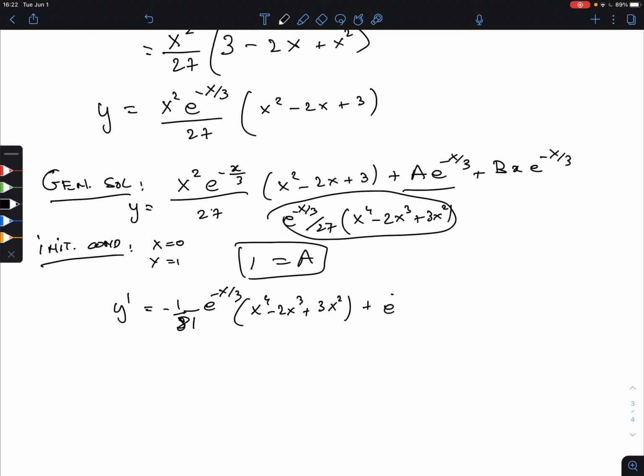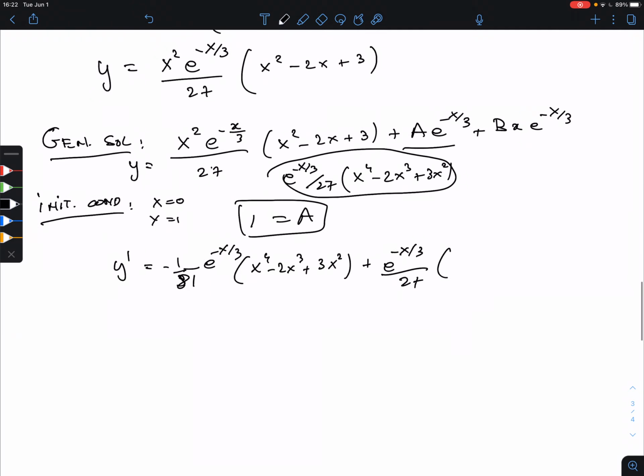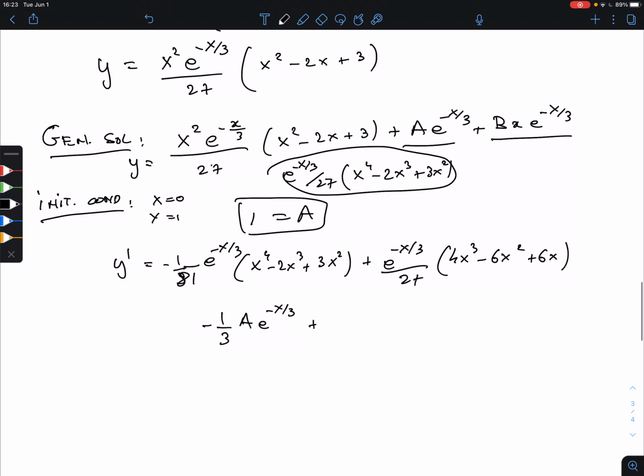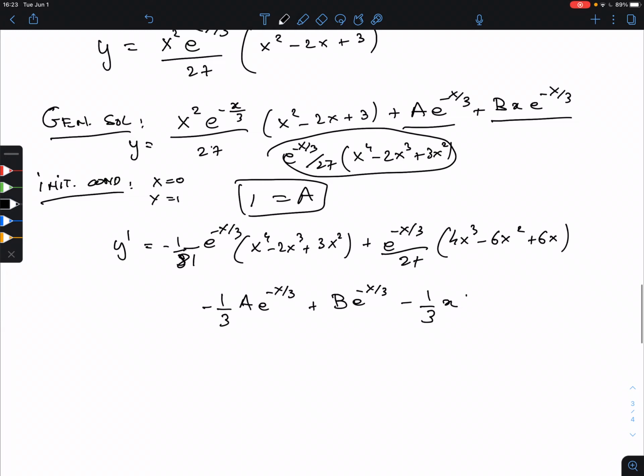plus e to the minus x cubed over 27, and now I take the derivative of this inside, from the second factor, 4x cubed minus 6x squared plus 6x. But see now what I said, all this is still, if I plug in 0, it will all disappear. And then the derivative of this guy, that's going to be a minus 1/3 coming out, an e to the minus x cubed. And then here, of course, again, we're going to have two parts, right? The derivative of x is 1, and copy the second. Plus, now we take the derivative of the second and copy the first.